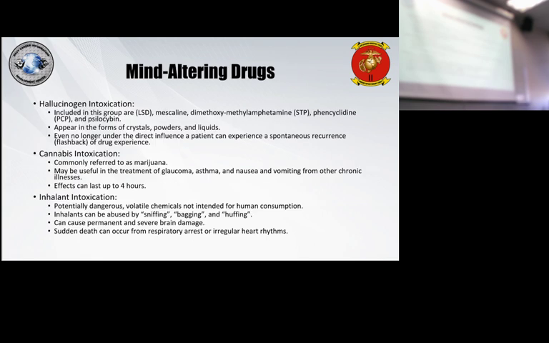So mind-altering drugs, we have hallucinogen intoxication, cannabis intoxication, inhalant intoxication. The inhalants are abused by sniffing, bagging. Cannabis intoxication lasts up to 4 hours. That's something you could know. Alright, next.